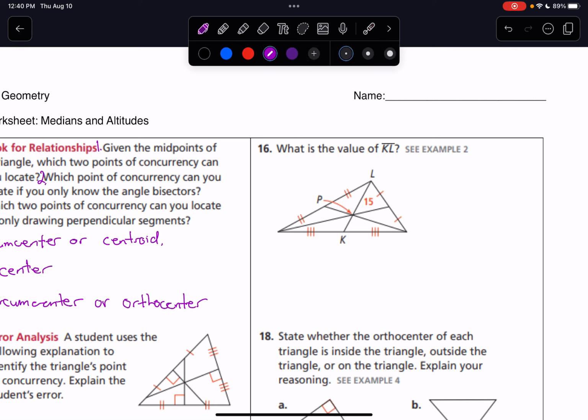So if this is a 2-to-1 ratio, then that means that the PK segment is going to be half of 15, or 7.5. So then LK is going to be both of those added together. So LK is going to be 15 plus half of 15, or 7.5. And that's going to give us 22.5. So KL is going to be 22.5 units.